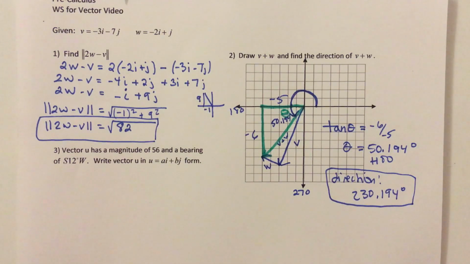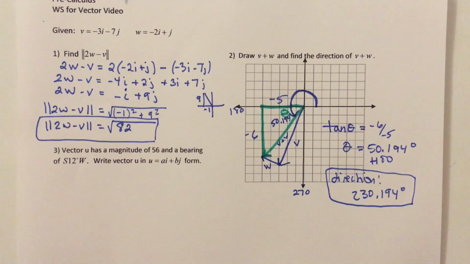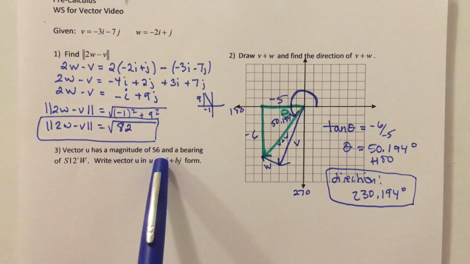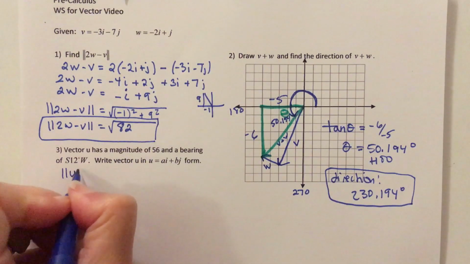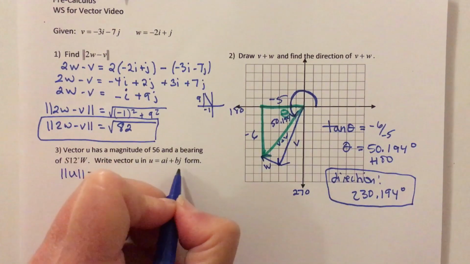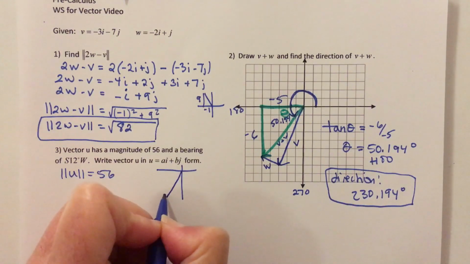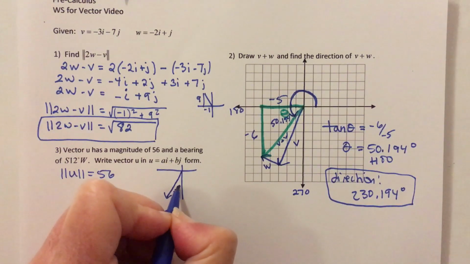Okay. All right, number 3 is not related to the vectors given in the original problem. It's completely different. So this one says there's a vector u. It has a magnitude of 56, and has a bearing of south 12 west. So let me just draw that out for you. South 12 west would be like here-ish.